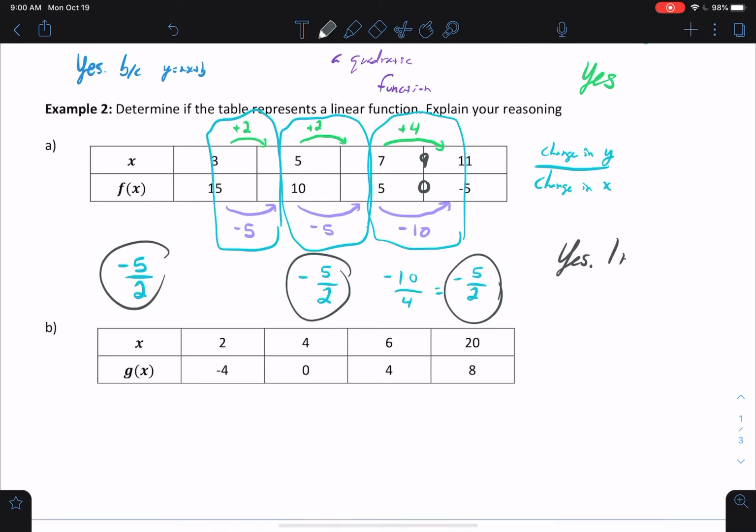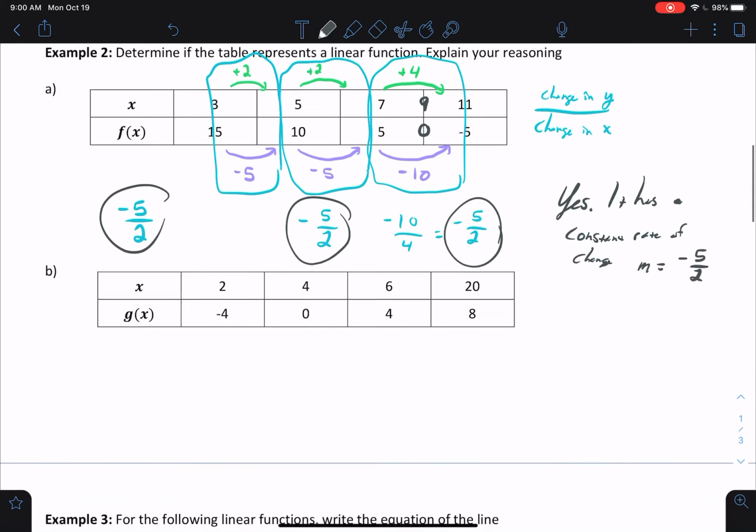Yes, it has a constant rate of change. And that constant rate of change, which is the m, is -5/2. That's the constant rate of change. When your x's go up by 2, your y's go down by 5.